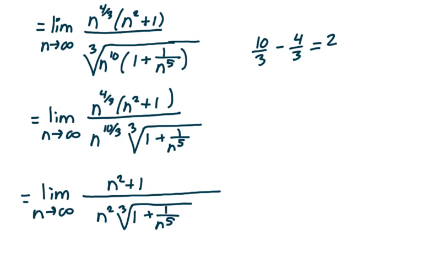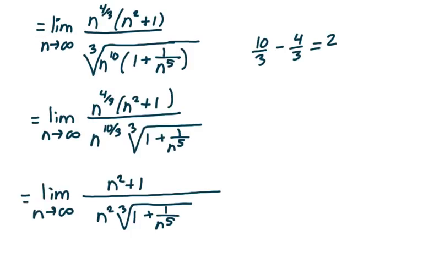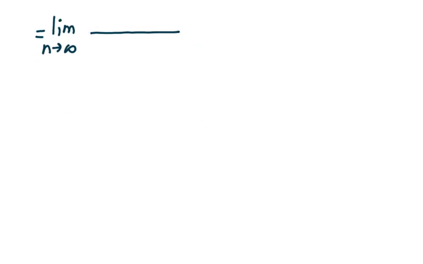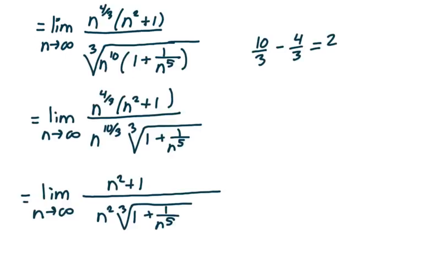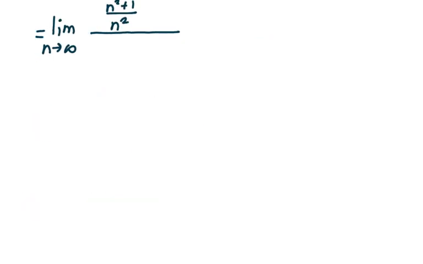And we could do something else here. So this is the limit as n goes to infinity of... Now, if we look, I'm going to take n squared plus 1 divided by n squared. That's the top. The bottom doesn't change. It's the cube root of 1 plus 1 over n to the fifth. And after all that work, I claim that's 1, which is positive. After all that work.